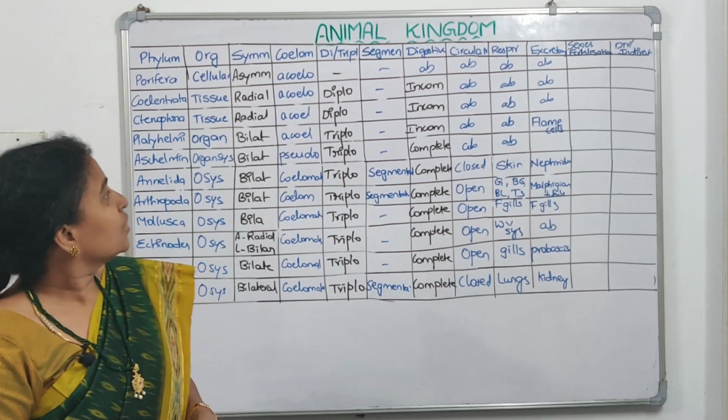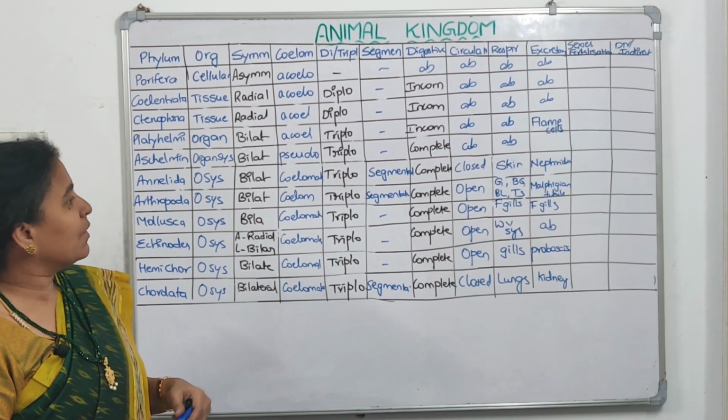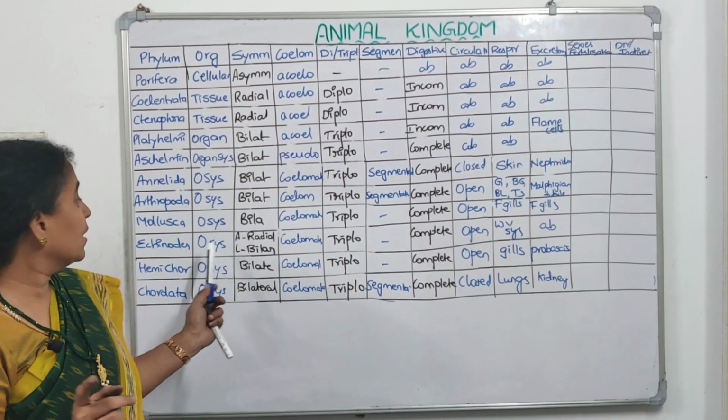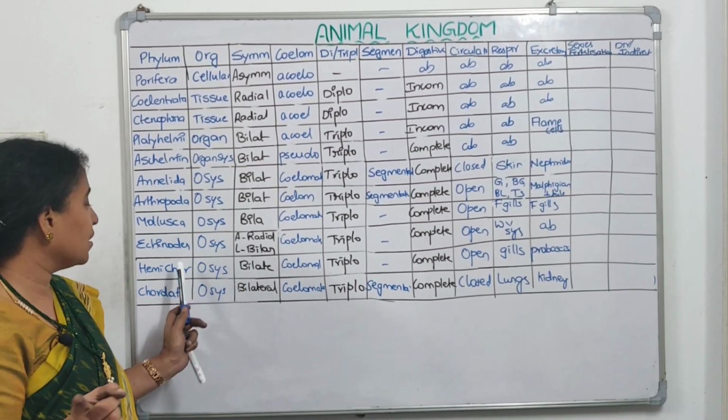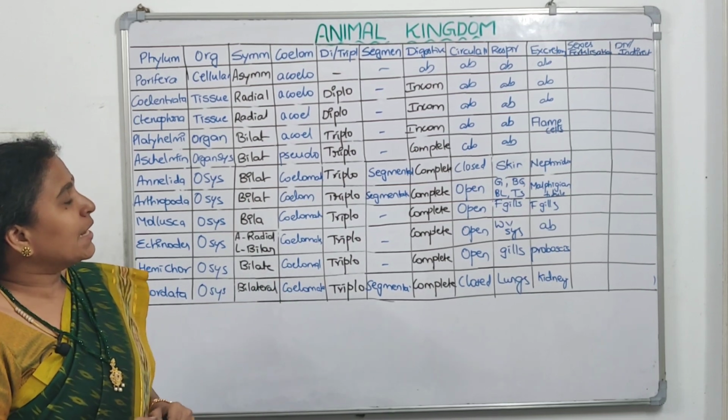So excretory system is absent for the first three. In Platyhelminthes it is flame cells. In Annelida it is nephridia. In Arthropoda Malpighian tubules. Mollusca it is feathery gills. In Echinodermata it is absent. In Hemichordata it is proboscis gland. And in Chordata it is kidneys.